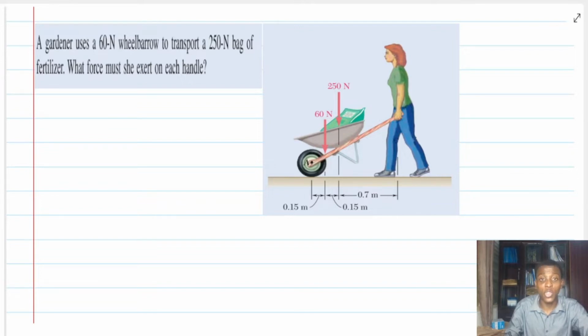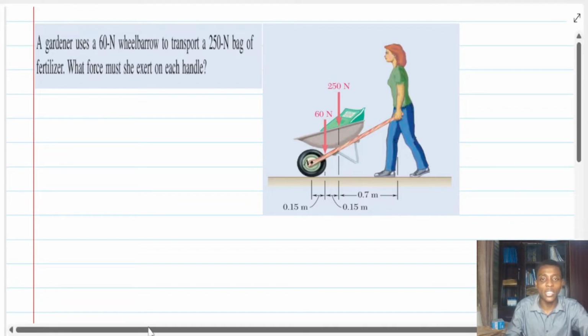In this video, I want to solve a couple of problems with you to illustrate the equilibrium of a rigid body in two dimensions, of course. Let's start with this problem. This is a practical problem of a gardener. Let's read it together and solve it.